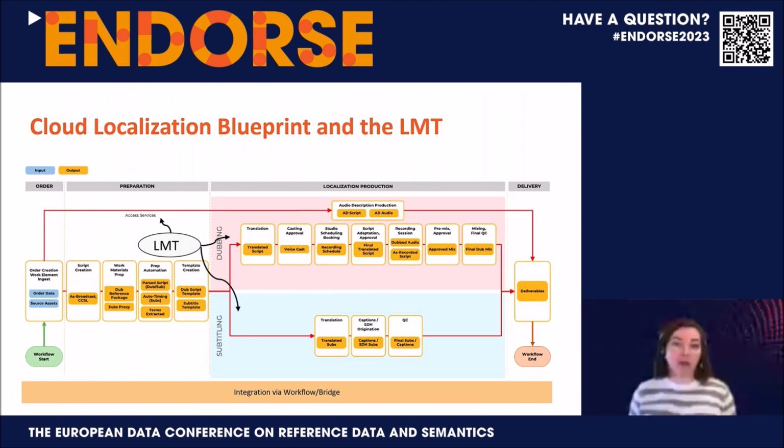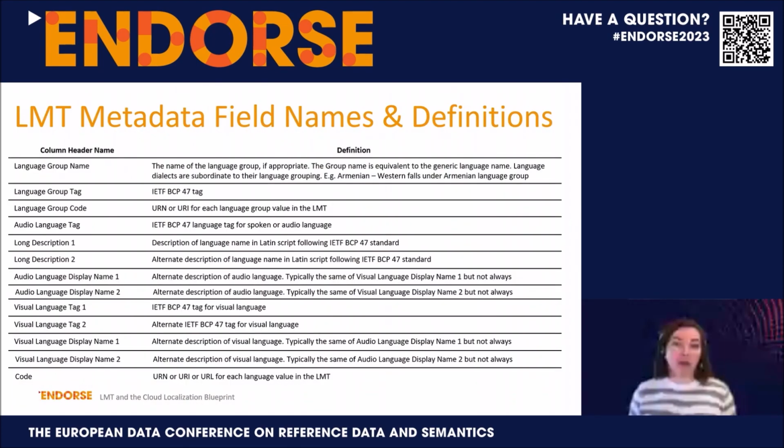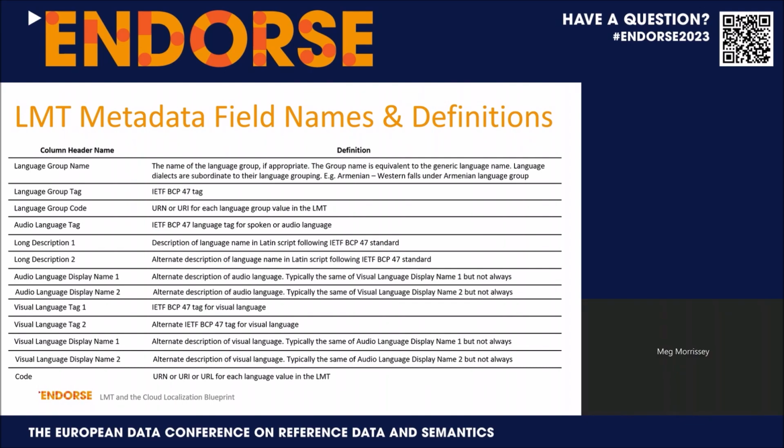So these are the metadata fields that are available from the LMT. Just a few things to note: we separate our visual and audio languages to accommodate for languages like Chinese, where there are 2 script options, simplified and traditional, but there are many more spoken dialects. And we use the term visual language instead of written to be inclusive of not only written languages, but also sign languages.